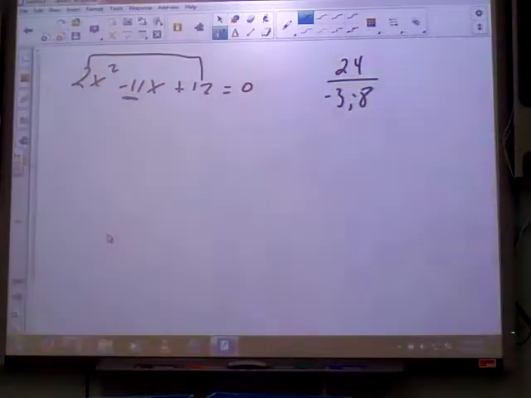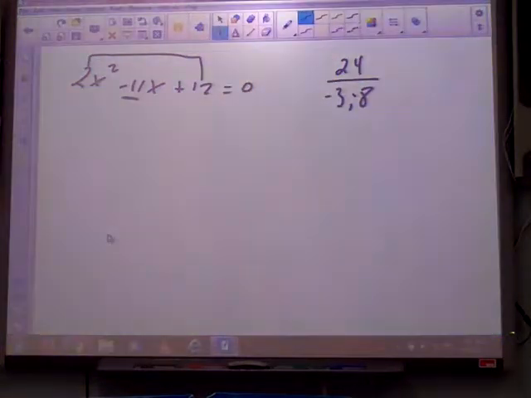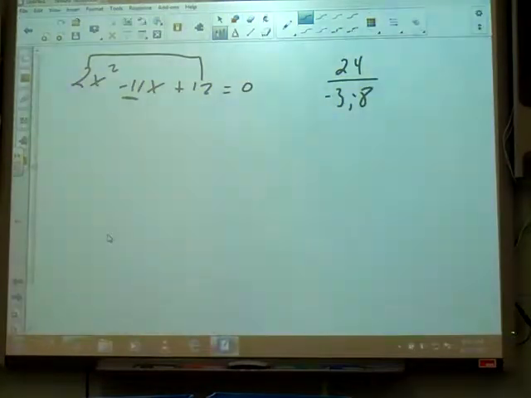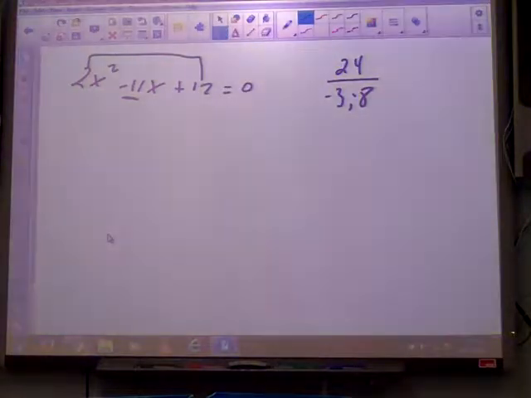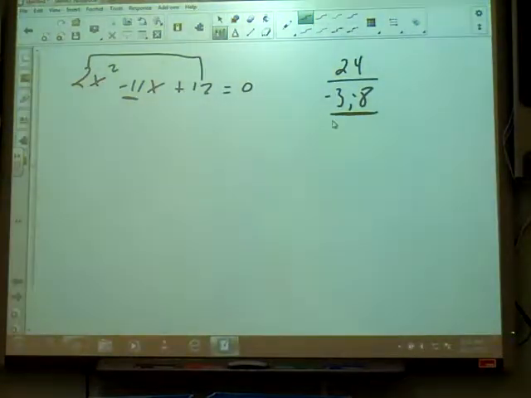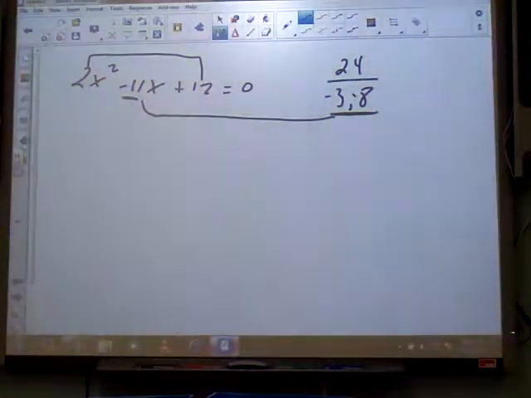Now, we got a dilemma, though. On the last problem, I just wrote my 2 parentheses and put an x and an x, but this one's got a 2x squared. This is what I was telling you makes the process a little bit longer. When your a is not 1, you have to do what's called factoring by grouping. So we're going to take these factors and plug them in here for the negative 11.